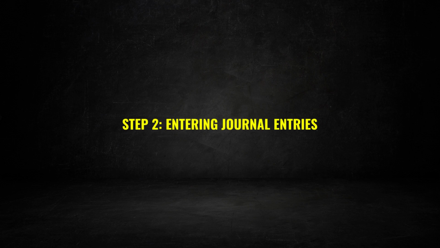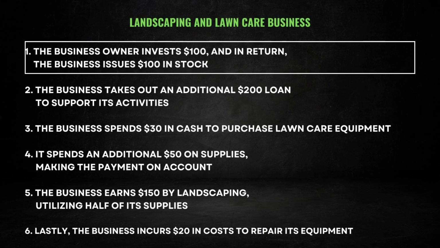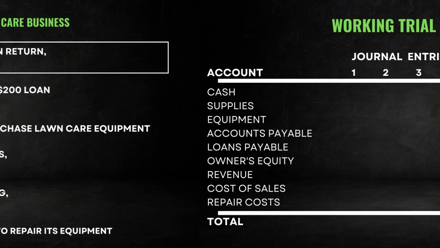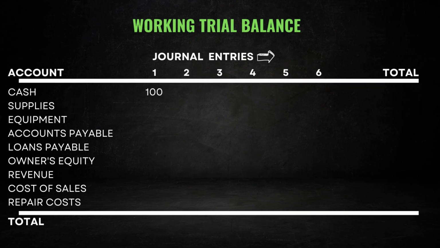Step 2. Entering journal entries. Now let's proceed with entering the journal entries. I'll walk you through each entry briefly. 1. The business owner invests $100 and in return, the business issues $100 in stock. Debit cash by $100 and credit owner's equity by $100.